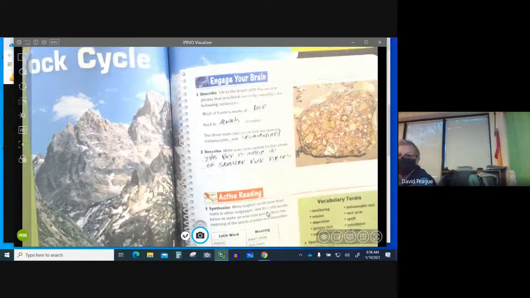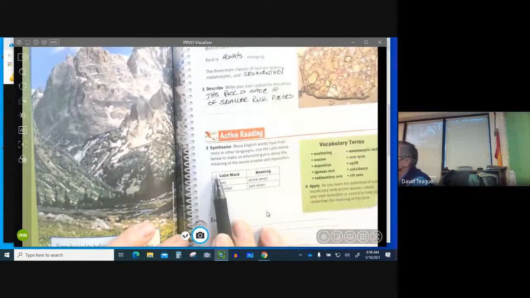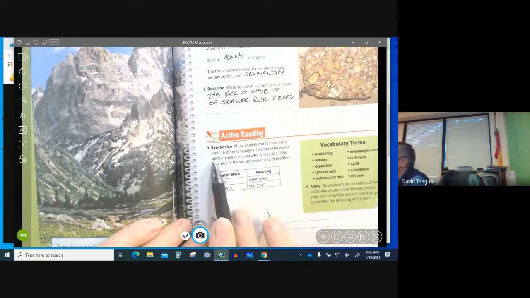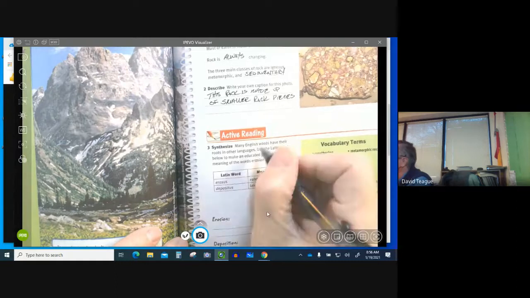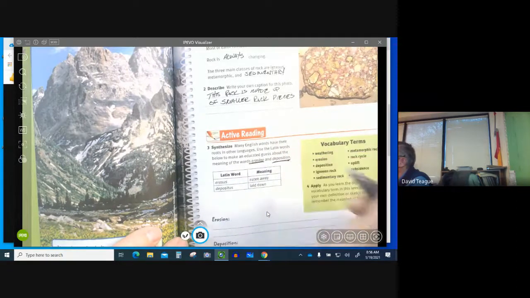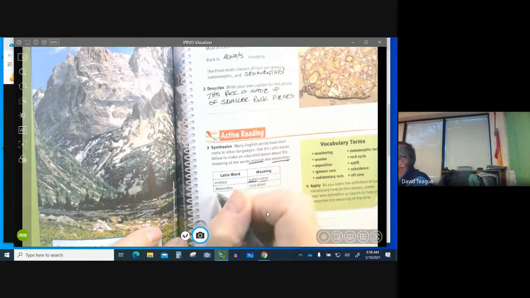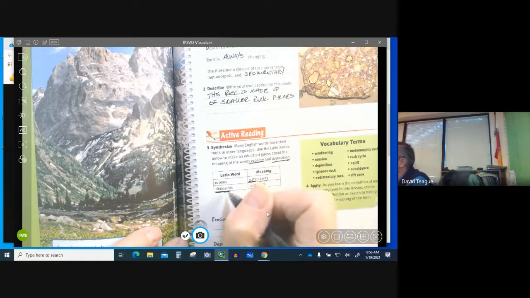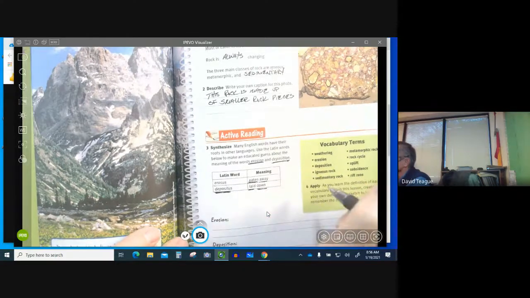Okay. So now we're going to go down. Active reading 3, synthesize. Many English words have their roots in other languages. Use the Latin words below to make an educated guess about the meaning of the words erosion and deposition. So erosis means eaten away, and I don't even know how to pronounce that. Despotus is laid down. Okay.